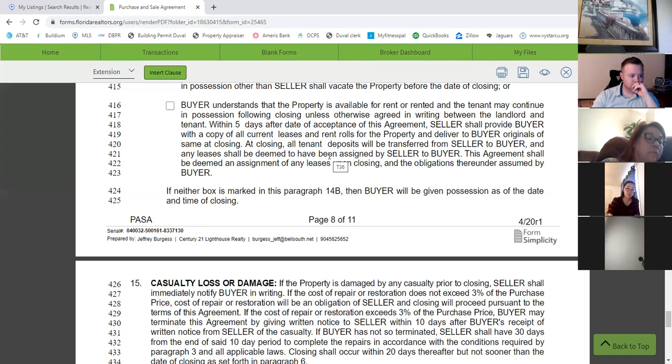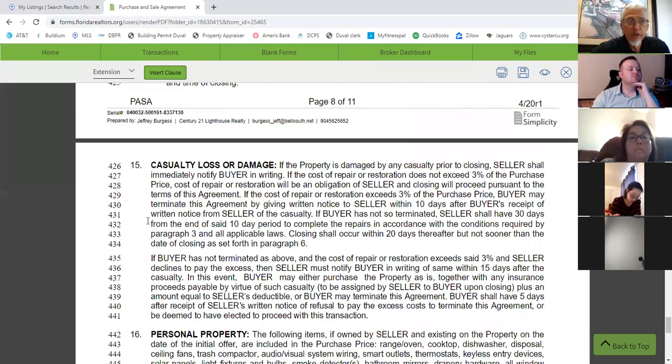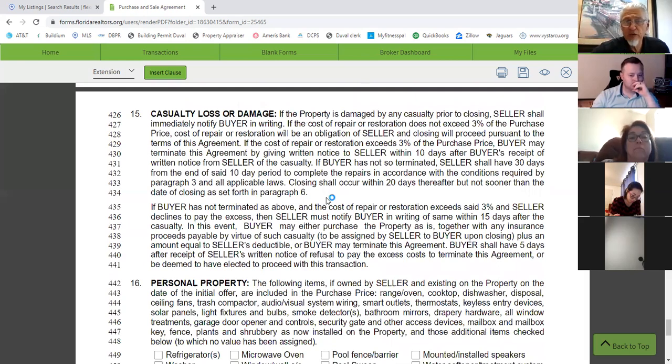Okay. Well, it's good that we've gotten close to the end, so we can kind of wrap this up. Paragraph 15 has to do with casualty, loss, or damage.